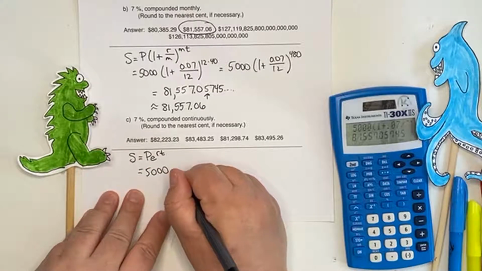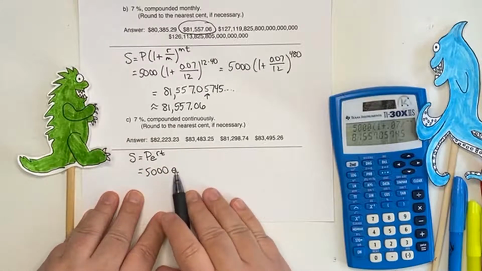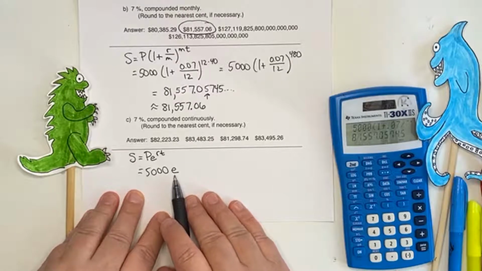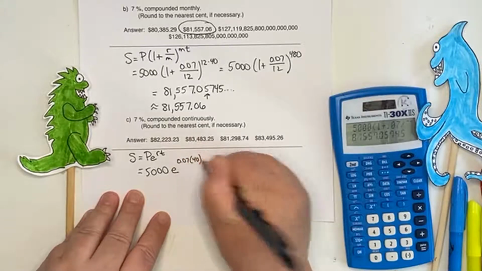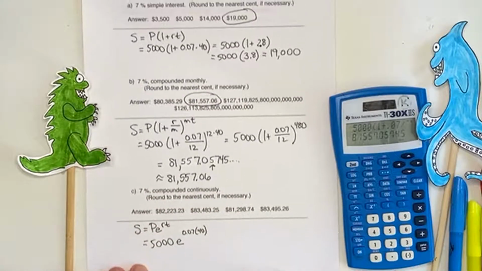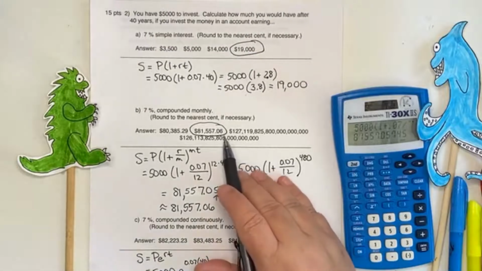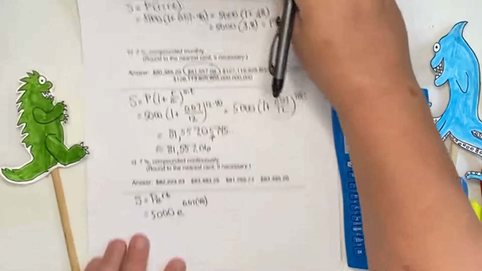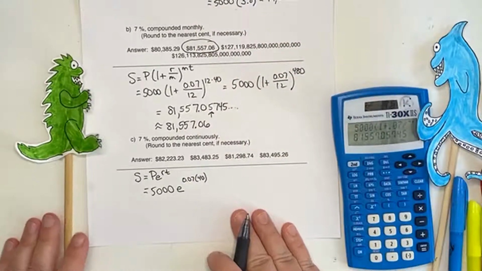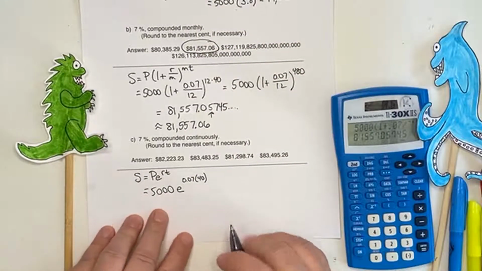5,000 times E. Remember, E is a number, so your calculator has it memorized. You don't have to plug anything in. I've got 0.07 and I put in 40. It's very similar to the formula for simple interest in that there's nothing else to calculate. You just put everything in. There's no dividing by 12 or multiplying by 100 or anything exciting like that.